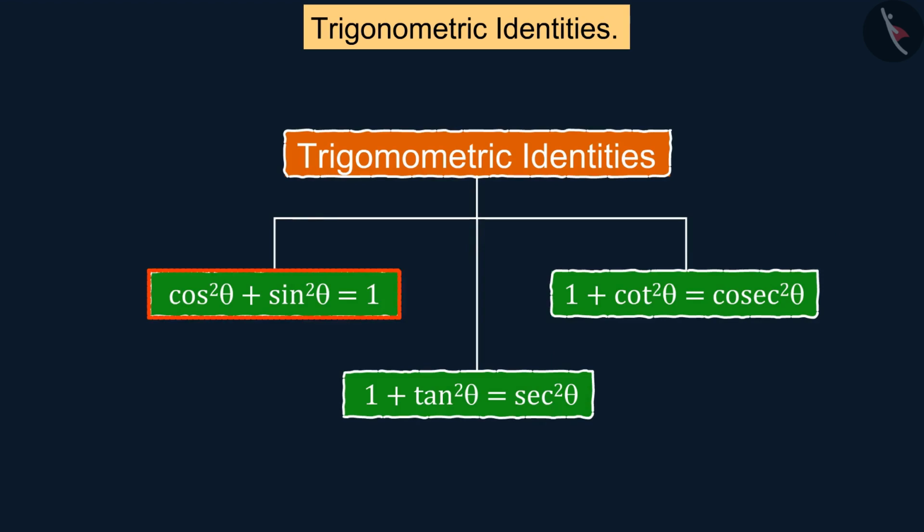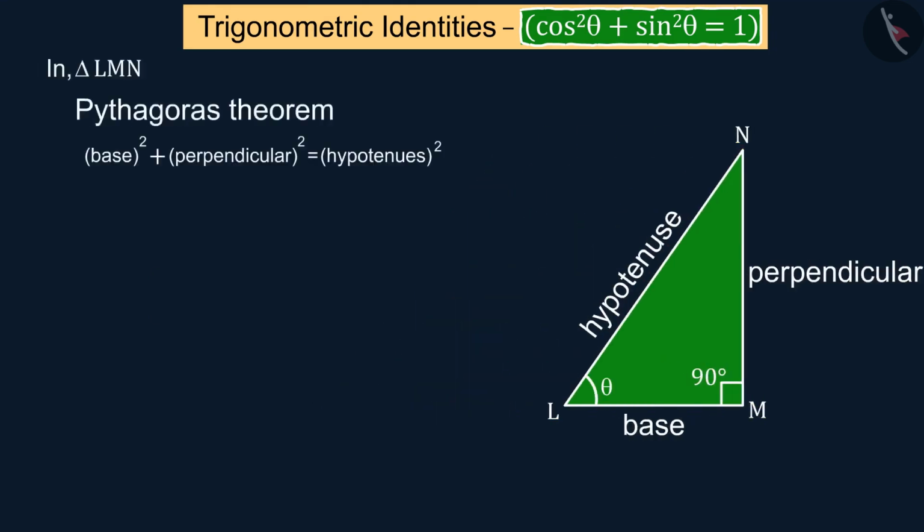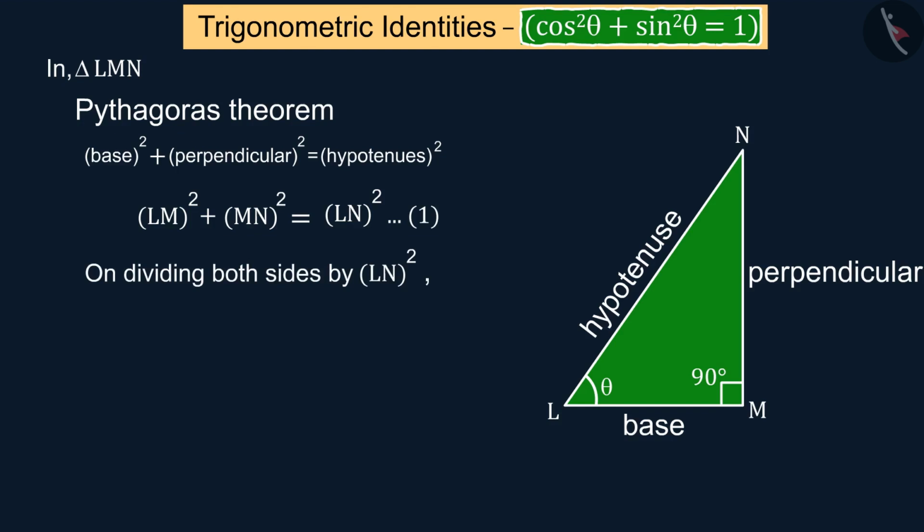Let's discuss the first trigonometric identity of these. Let's suppose triangle LMN is a right-angled triangle. If we use Pythagoras theorem in this triangle, then we get the square of LM plus the square of MN is equal to the square of LN, which is represented by equation 1. And each term of equation 1 is divided by the square of LN.